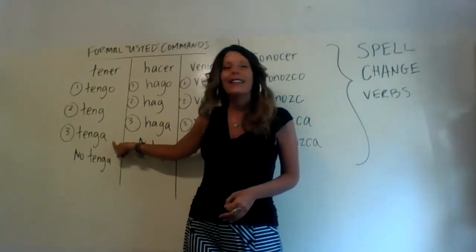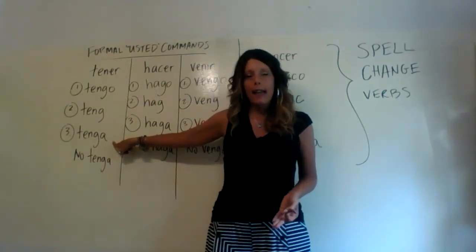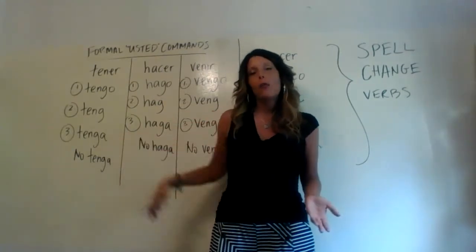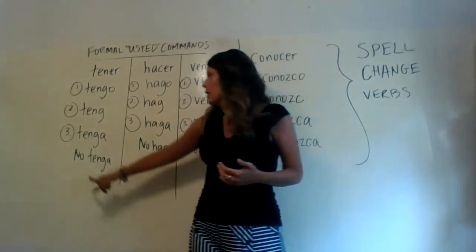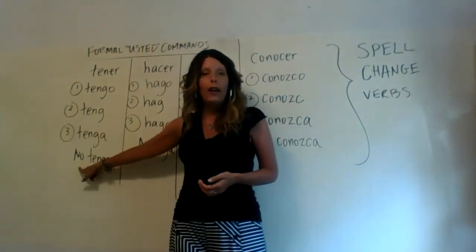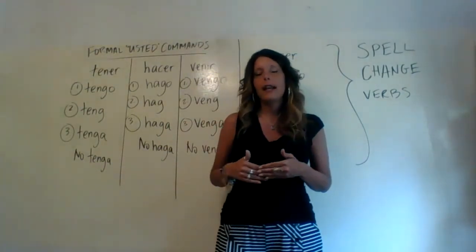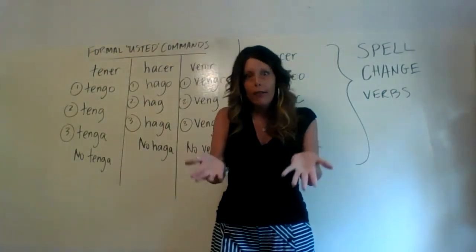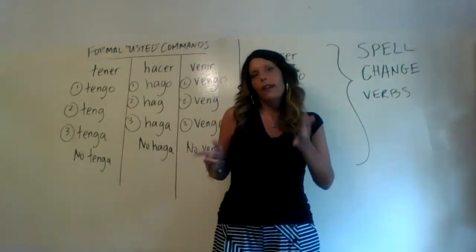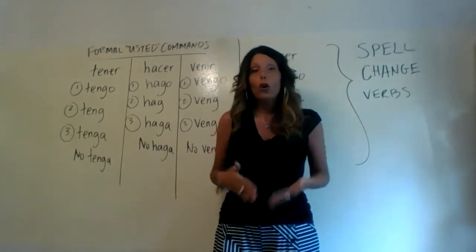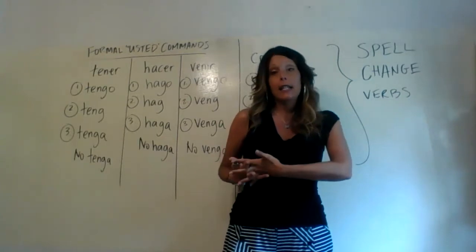So we have tenga, T-E-N-G-A. Remember that if I wanted to negate that command, all I would have to do would be to put the word no in front of it. So I can make an affirmative formal usted command to somebody and say, like, here, have this, right? Like, tenga. Or I can say, no, wait, don't have cake, have cookies. No tenga, right? So all I have to do is put a no to make the negative command.